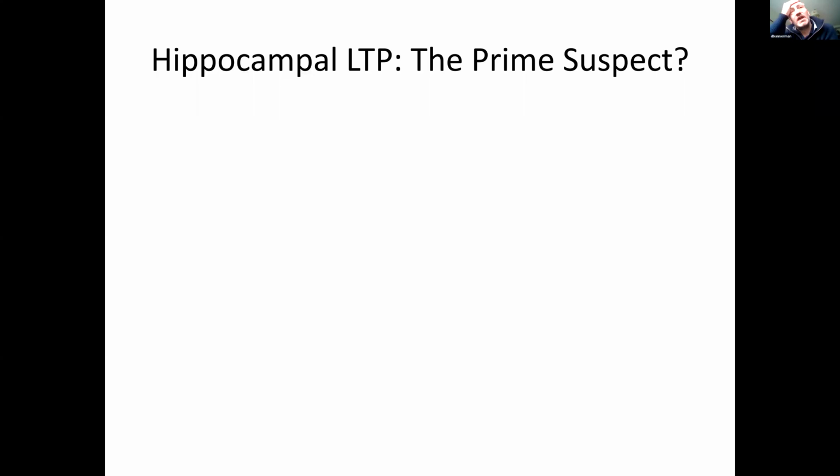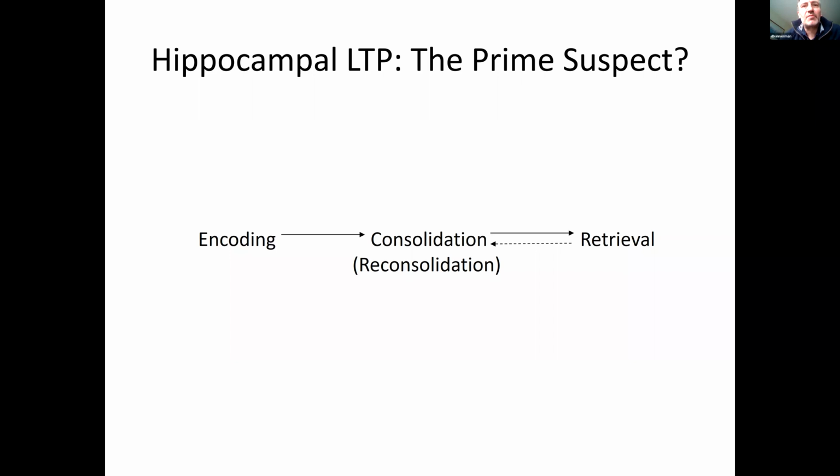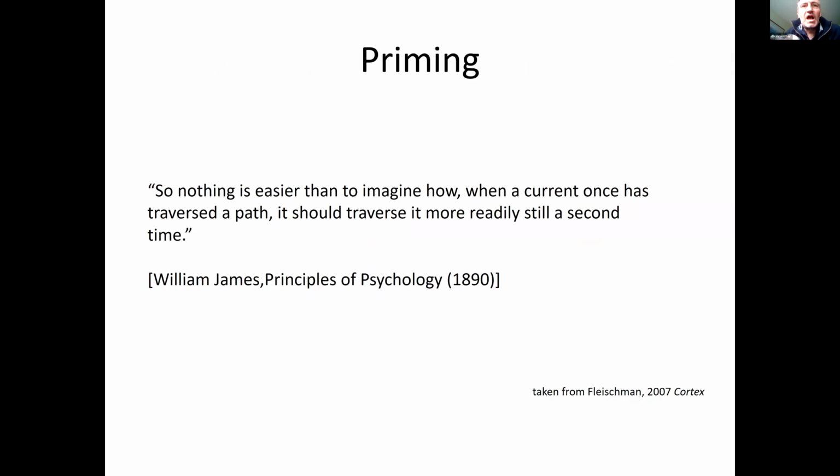Okay, so what is LTP doing? Well, when we think about learning and memory, we often think about encoding and consolidation and retrieval, and then sometimes also reconsolidation. But there's this other thing called priming. And ideas about priming have been around for a long, long time. This is a quote from William James in the late 19th century: "Nothing is easier than to imagine how when a current once has traversed a path, it should traverse it more readily still a second time." Sounds a bit like LTP.